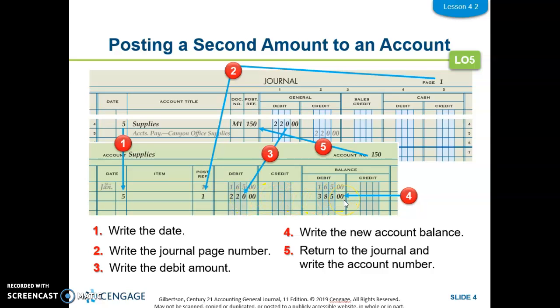And then for our new balance, if we have 2 debits or 2 credits, like this one where we have 2 debits, since they are alike, we will add them together. So our new balance would be $385. And then we'll put in 150 for the post reference.